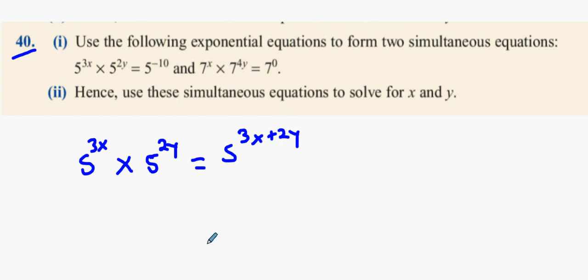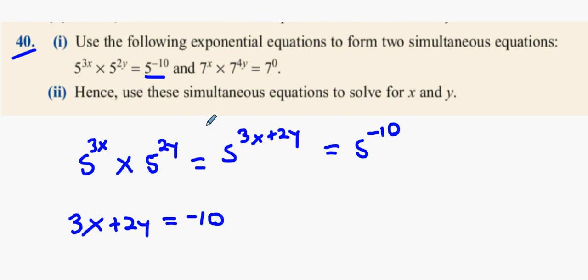Remember we agreed earlier that 5 to the power of 2 multiplied by 5 to the power of 7 is 5 to the power of 9. You add the powers together. Problem is you can't add 3x and 2y together. It's impossible. But we know that it equals 5 to the power of minus 10. Now what? What did we do in every question coming up to this? We put the bubbles. 3x plus 2y equals minus 10. There is your first simultaneous equation written out.